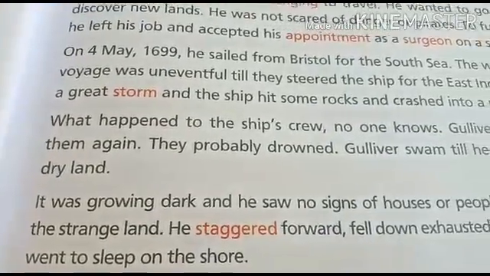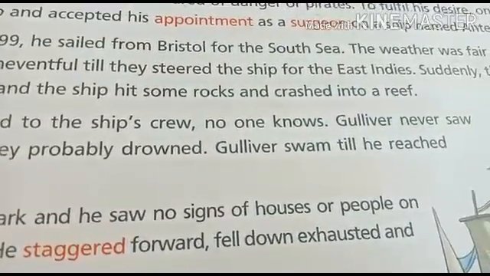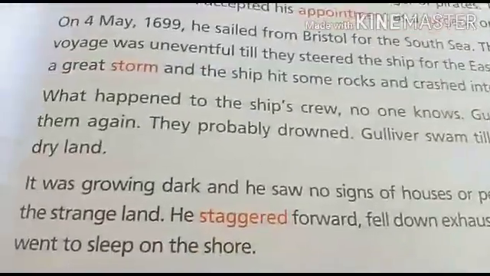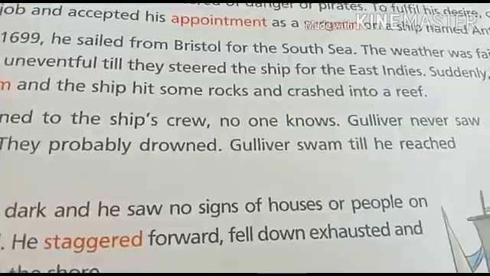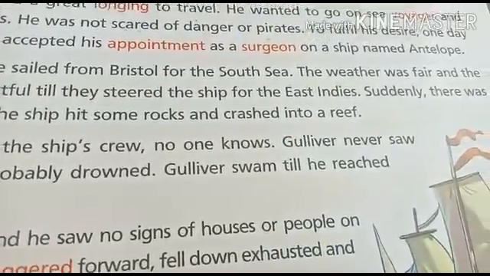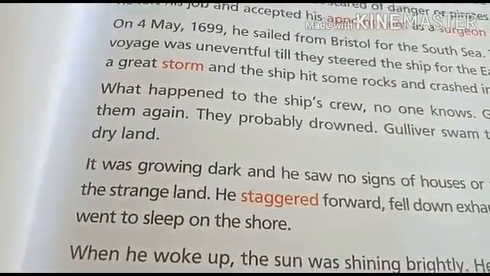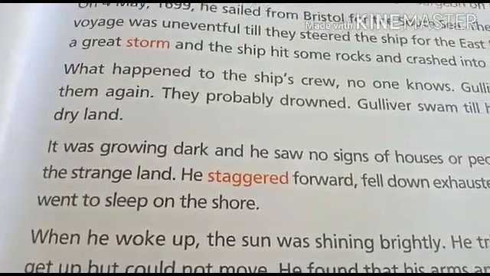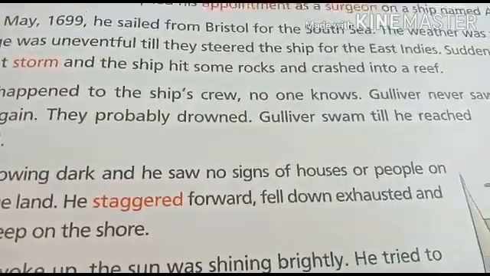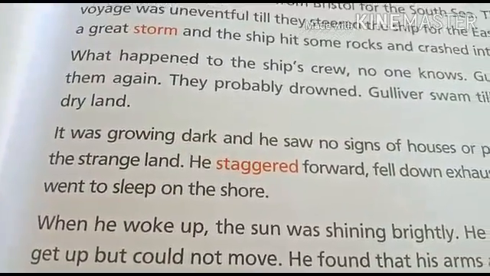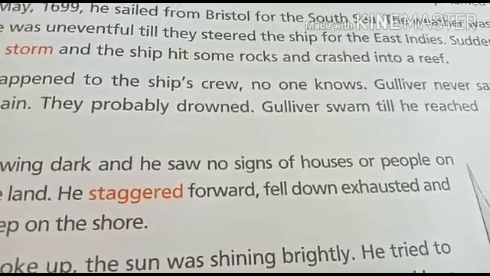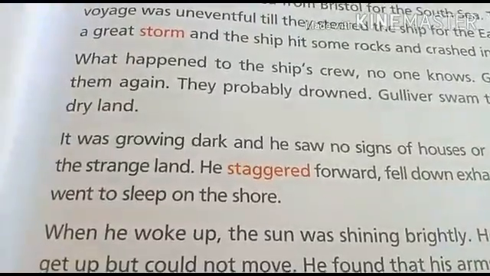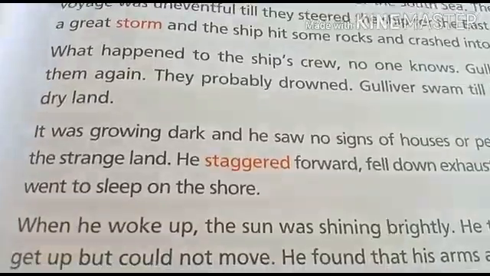What happened to the ship's crew? No one knows. Gulliver never saw them again. They probably drowned. Gulliver swam till he reached dry land. It was growing dark, and he saw no sign of houses or people on the strange land. He staggered forward, fell down exhausted, and went to sleep on the shore.